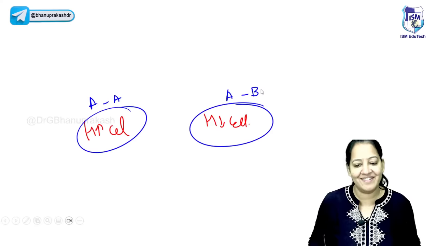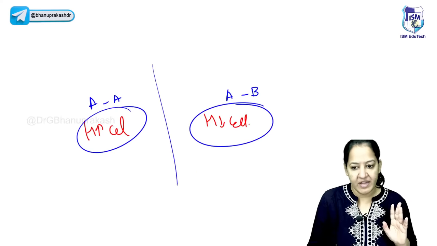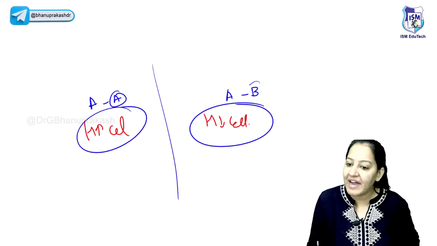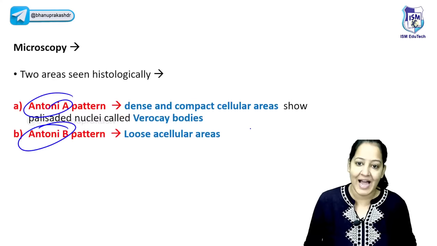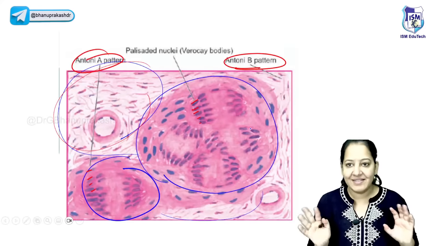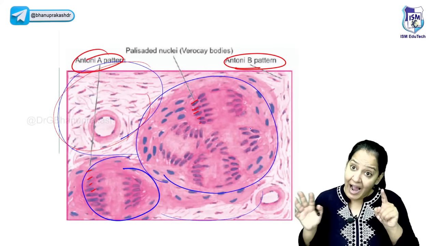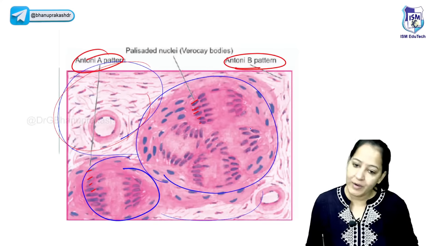So I told you here in schwannoma, we are having two areas, Antoni A and Antoni B. Antoni A is the hypercellular area and Antoni B is hypo. Yes, hyper, hypo, hyper, hypo. So that is alternate. Come to the hypercellular Antoni A area. Look at the Antoni A.